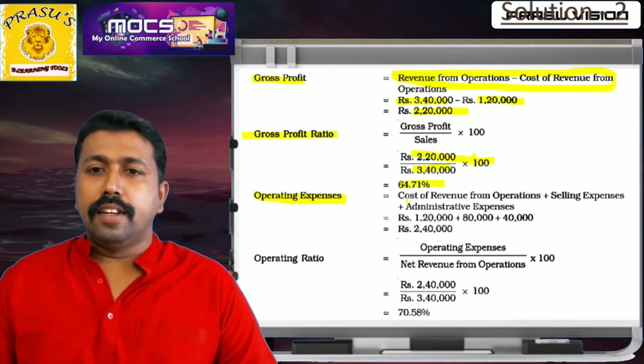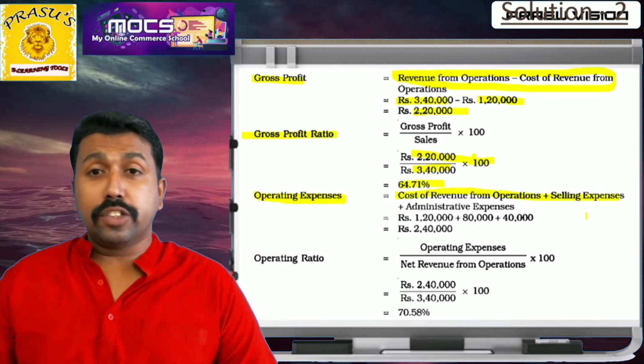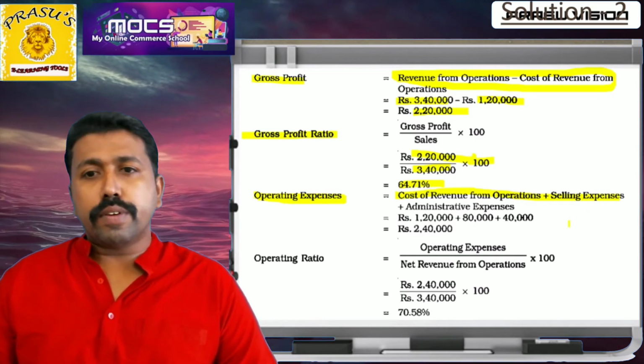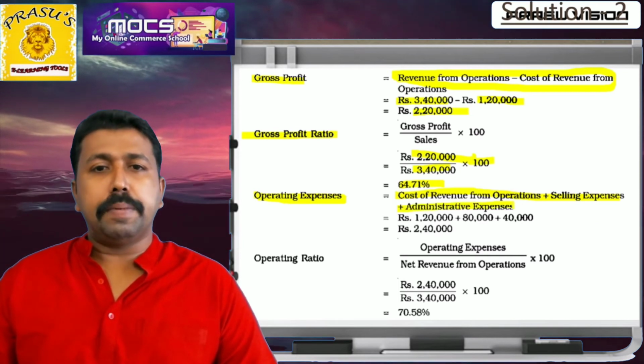And for operating expense, a new equation we have to create from the amounts available in the question. The operating expense is equal to cost of revenue from operation plus selling expenses plus administrative expenses.